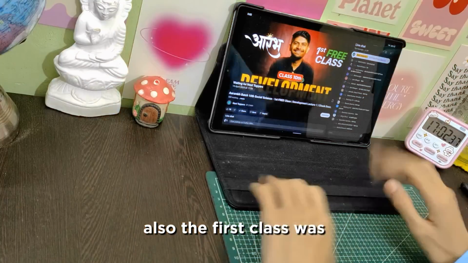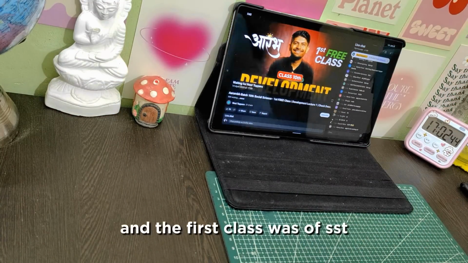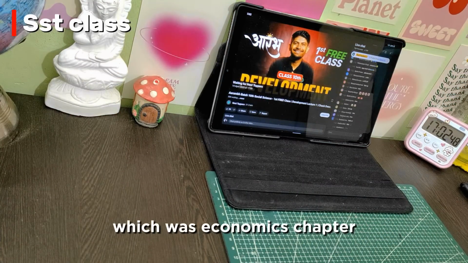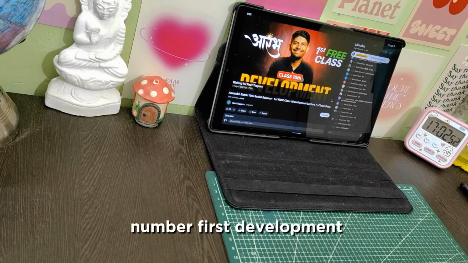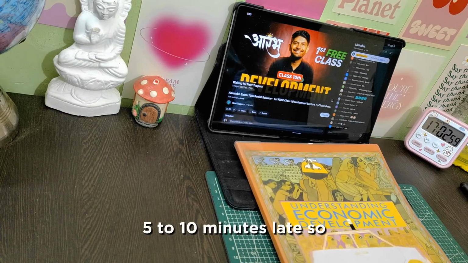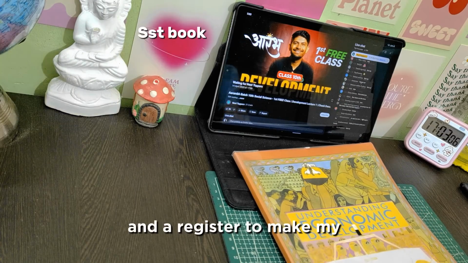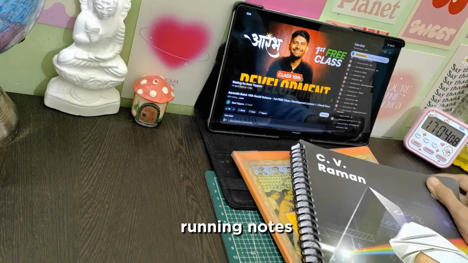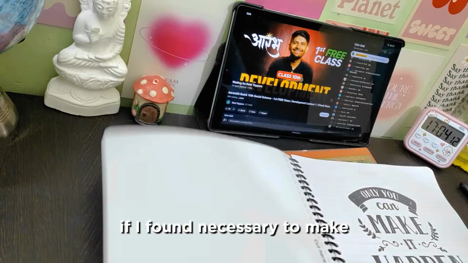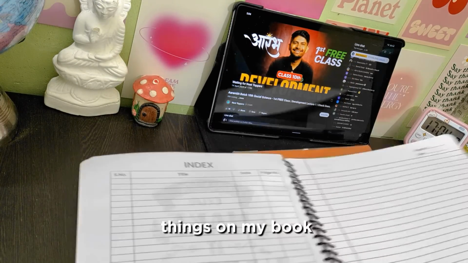Also, the first class was going to start on YouTube, and the first class was of SST, which was economics chapter number 1, Development. So the class started a bit late, 5 to 10 minutes late. So I just quickly took my book and a register to make my running notes if I found it necessary. Otherwise, I just write down the important things in my book.